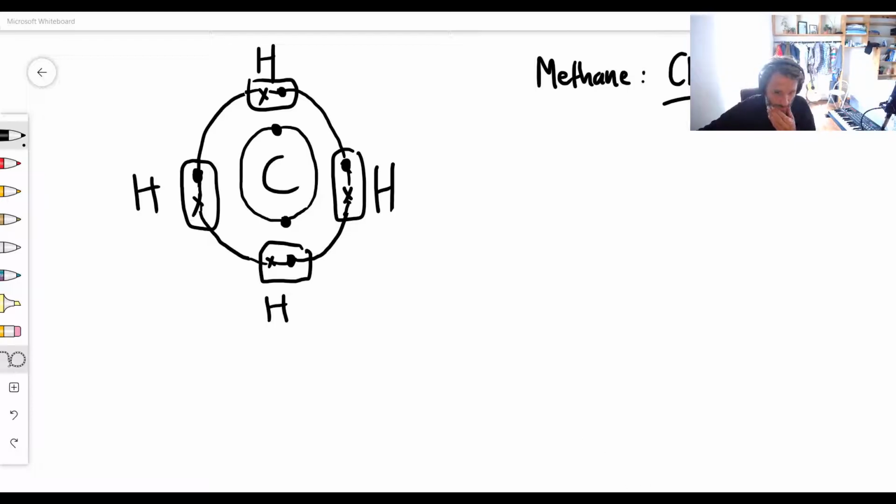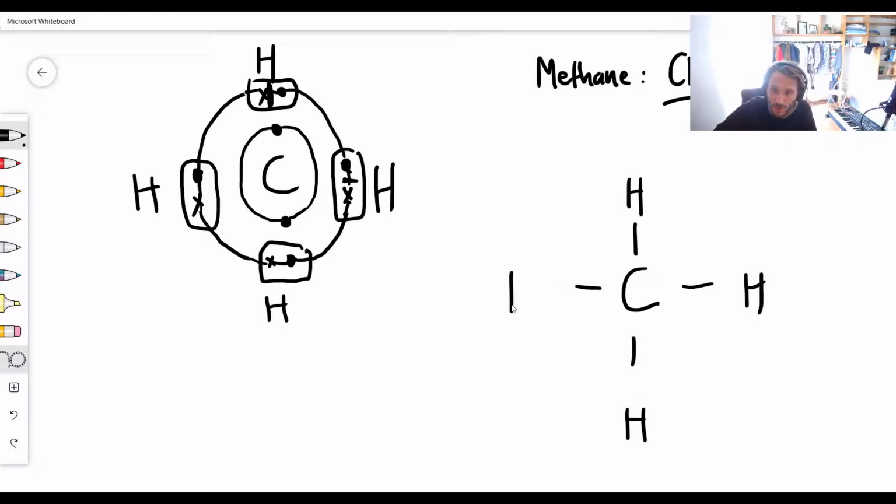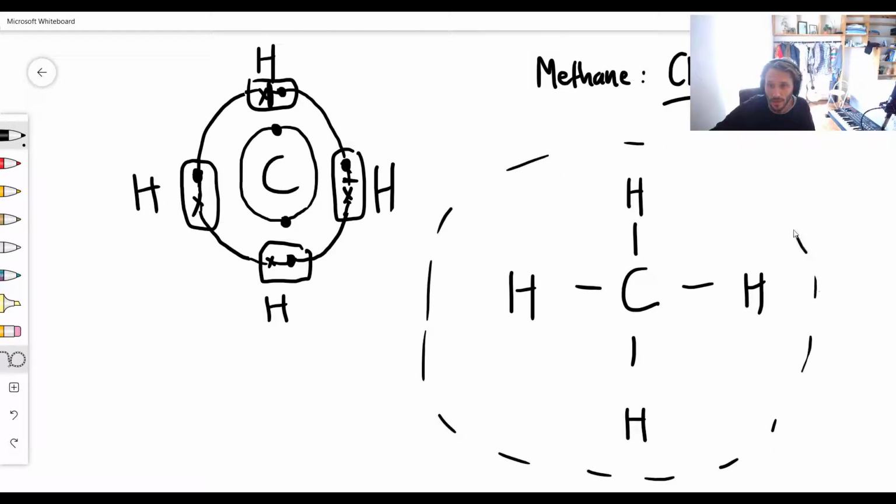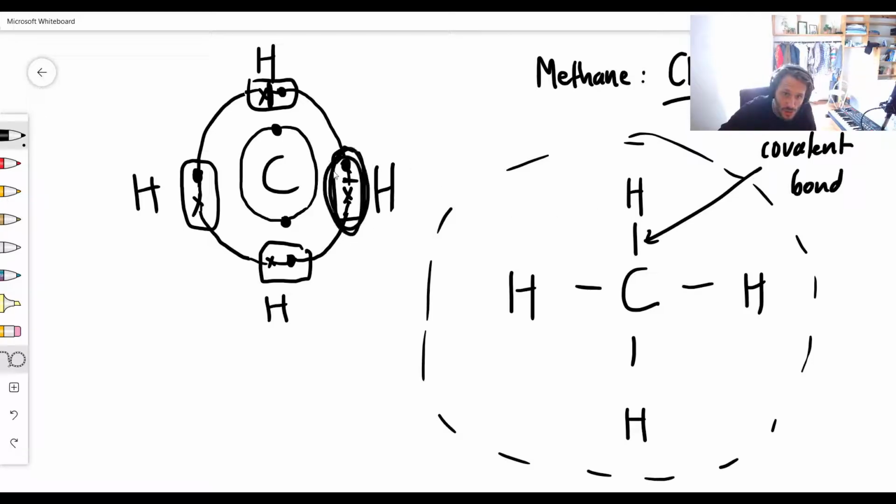So if you had a look at this in another way, we could have carbon like this in the middle. It would form a covalent bond with the hydrogen. This is the covalent bond I'm talking about over here. It would form another one, this one here, and form another one down here, and another one over here. So this is what your methane molecule will look like. And remember, these lines are representing covalent bonds. Why covalent bonds? Because they are sharing a pair of electrons.